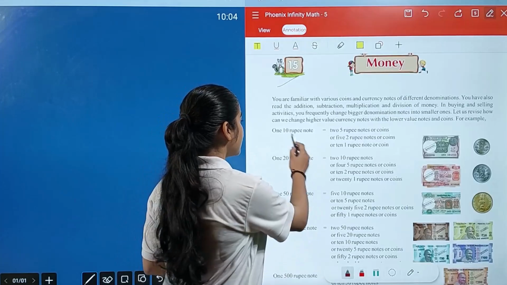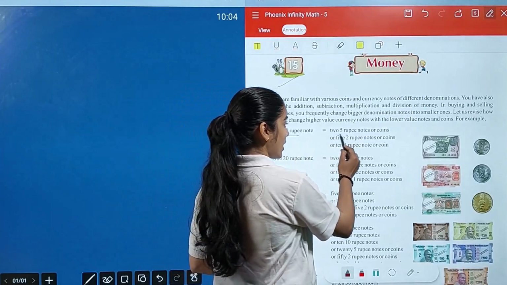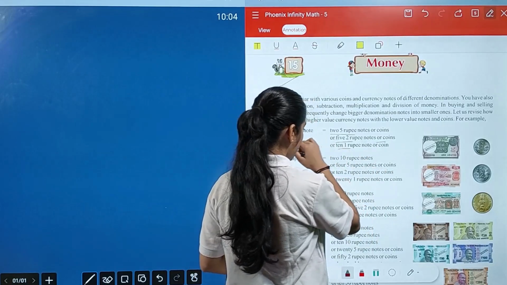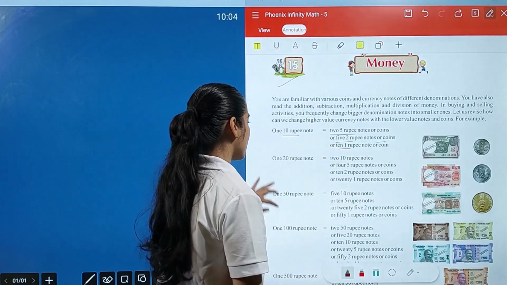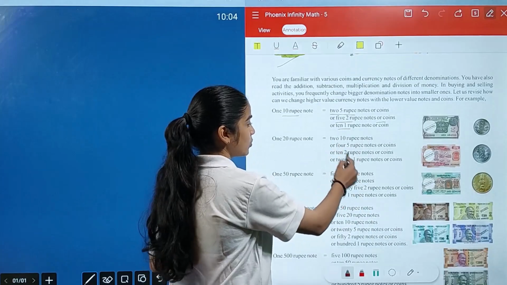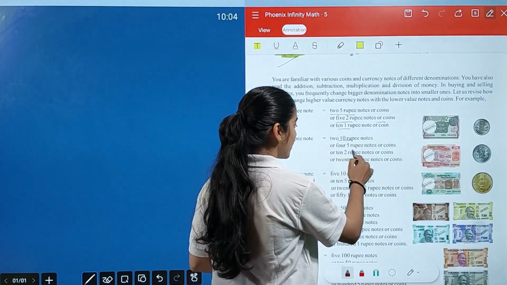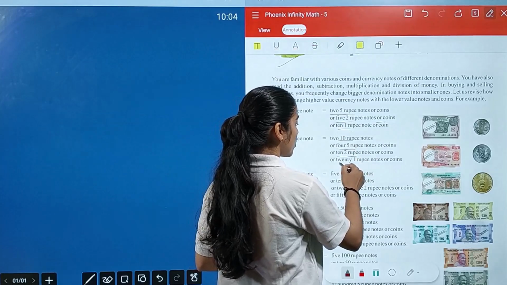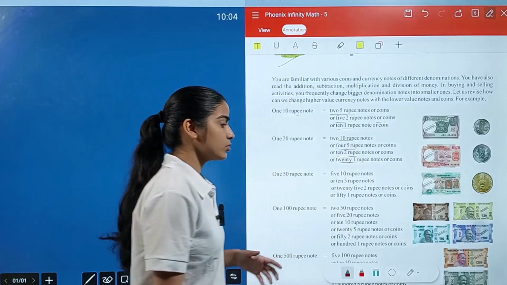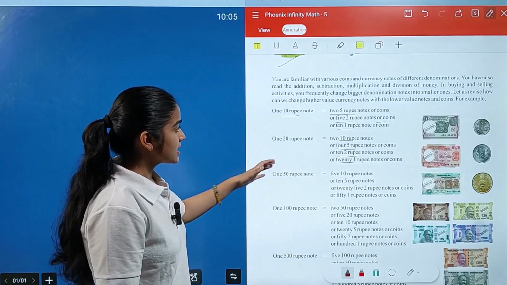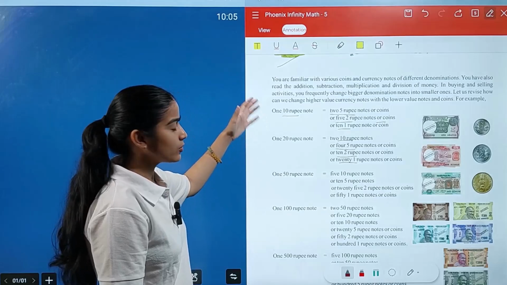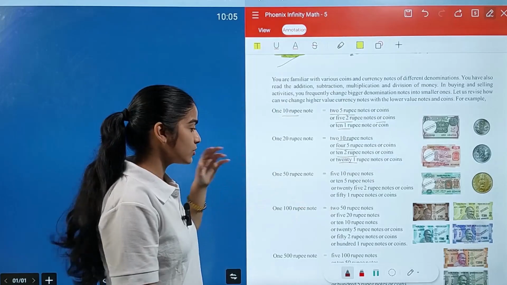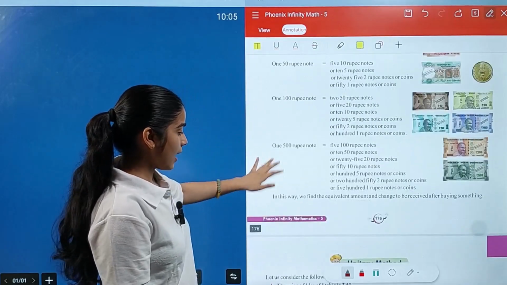For example, a 10 rupees note is equal to two 5 rupees notes, five 2 rupees notes or coins, or ten 1 rupee notes or coins. For 20 rupees we can take two 10 rupees coins, or four 5 rupees notes, ten 2 rupees coins or notes, or twenty 1 rupee notes. So what we are doing here is changing the higher value into the smaller units by using different notes and coins. You can have a look at it.